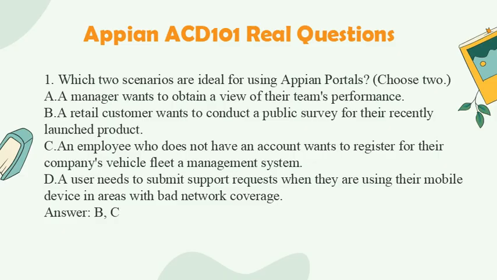1. Which two scenarios are ideal for using Appian portals? Choose 2. A. A manager wants to obtain a view of their team's performance. B. A retail customer wants to conduct a public survey for their recently launched product. C. An employee who does not have an account wants to register for their company's vehicle fleet management system. D. A user needs to submit support requests when they are using their mobile device in areas with bad network coverage. Answer: B, C.